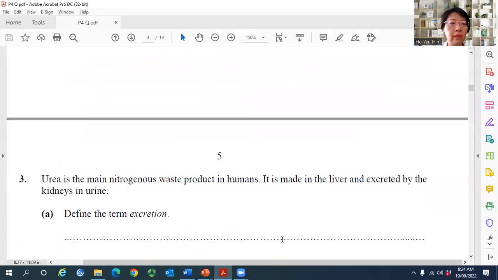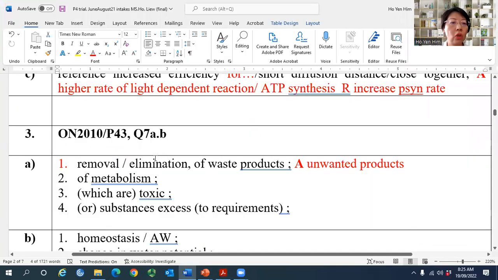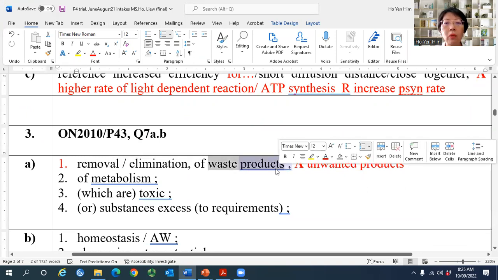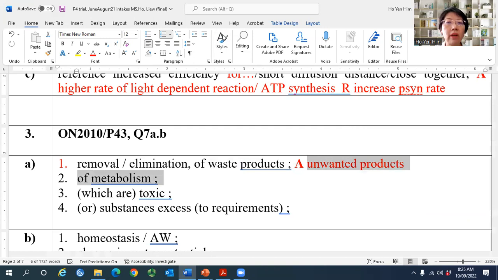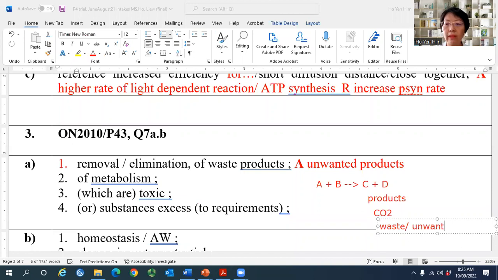Question 3. Define the term excretion, 2 marks. So excretion is the removal of waste product. Waste product means unwanted products, right? You already know that in a biochemical reaction, A plus B form C plus D, so C plus D are all products. The moment the products are unwanted, for example CO2 from our respiration, which is a product of respiration but unwanted, this unwanted product is considered as the waste.